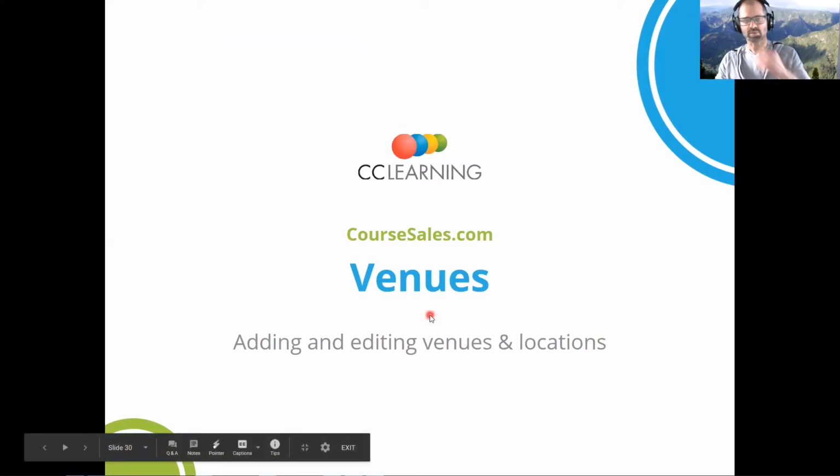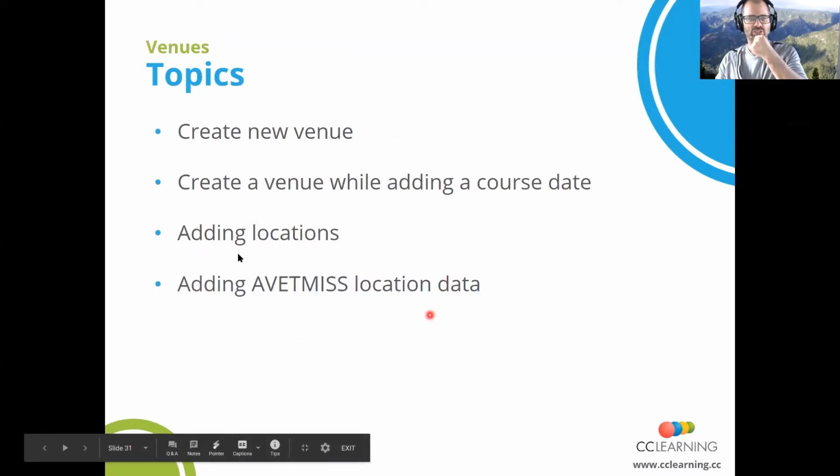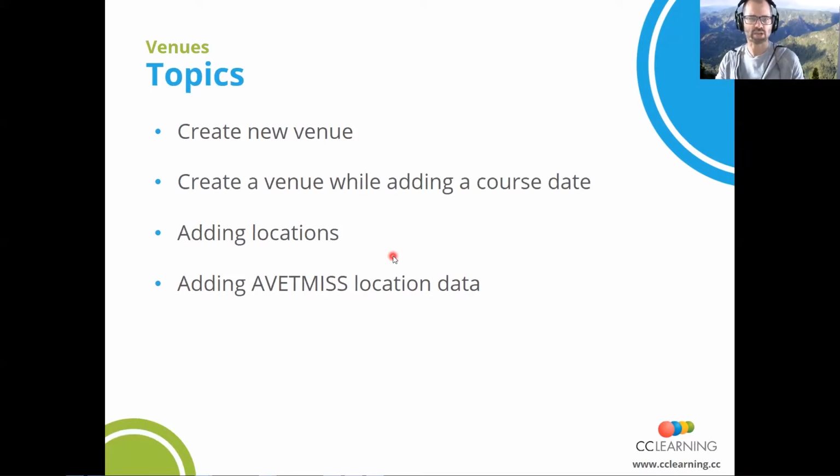Now, I think we're going to be doing quite a bit of a demonstration on the demo area for this, but let's just go through here. I'm going to show you how to create a new venue. I've already shown you how to create a venue while adding course data with that little plus button. And I'm going to talk to you about adding locations, which gets into modifying what we call the options, which is under the publish menu.